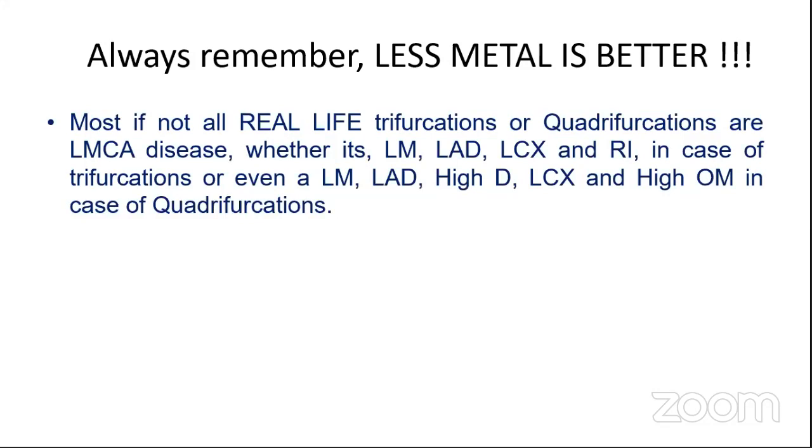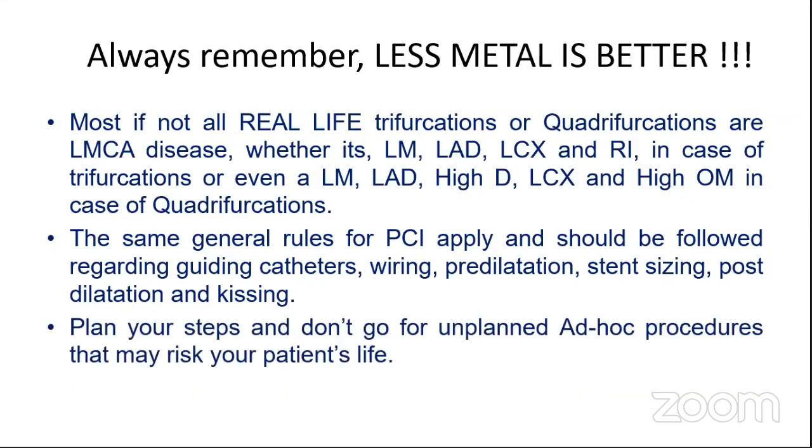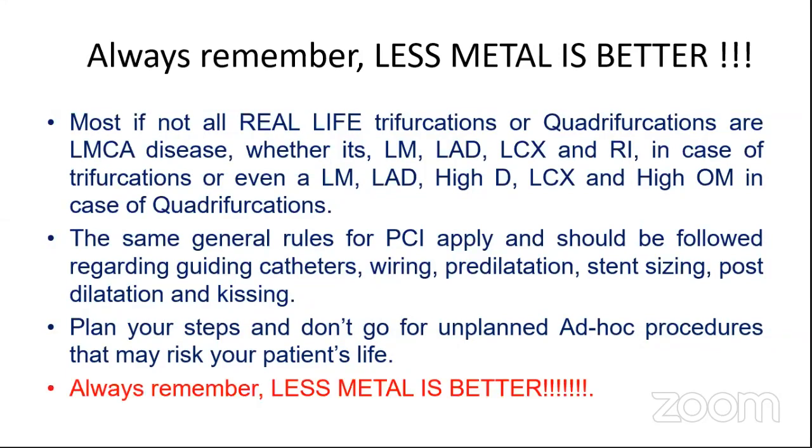Most, if not all, real trifurcations or quadrifurcations are left main coronary artery disease, whether it is left main, LAD, LCX, and ramus in cases of trifurcation, or even left main, LAD, high diagonal, LCX, and high OM in cases of quadrifurcations. The same general rules for proper PCI apply and should be followed regarding choice of the guiding catheters, wiring, pre-dilatation, stent sizing, post-dilatation and kissing if more than one stent strategy is used. And you need to plan your steps. Do not go for unplanned ad hoc procedures that may risk your patient's life. And always remember, the less the metal, the better the long-term outcome.